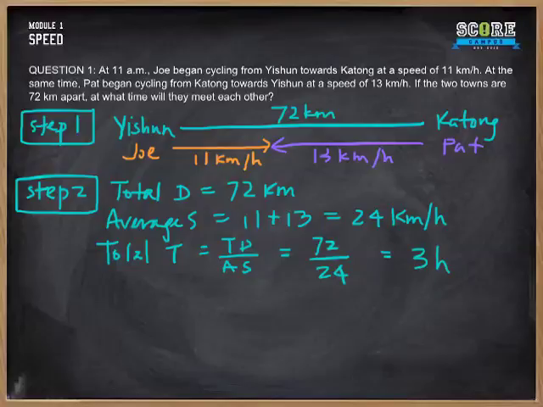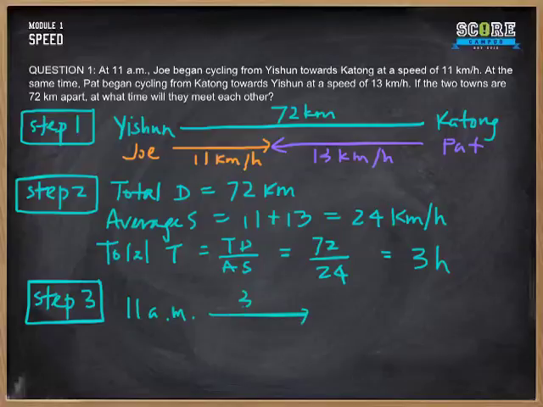So what time did they meet? That is step 3. You know they started off at 11 a.m. They would have met after 3 hours, which is 2 p.m. They would have met at 2 p.m. Well done.